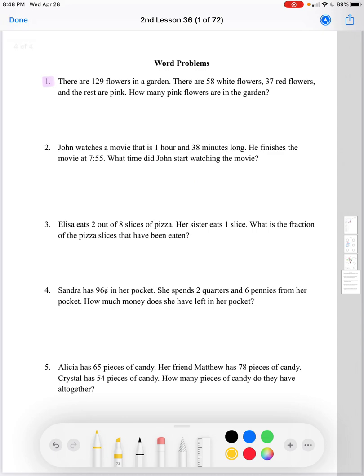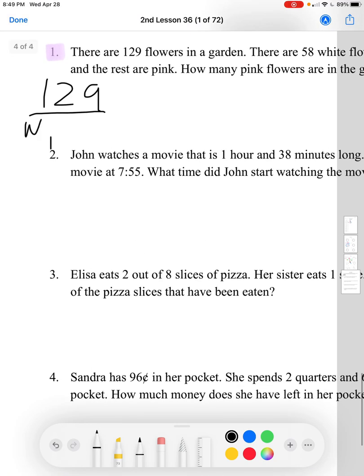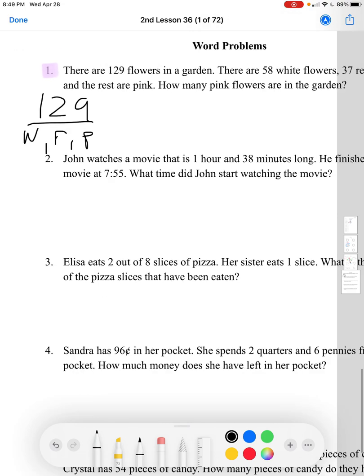Lastly, we're going to be doing a word problem. We'll do number 1. It says there are 129 flowers in a garden. There are 58 white flowers, 37 red flowers, and the rest are pink. How many pink flowers are in the garden? So basically the total is 129. This is including white, red, and pink.